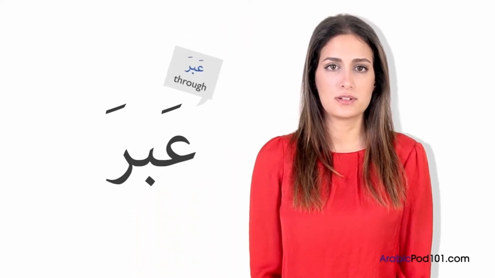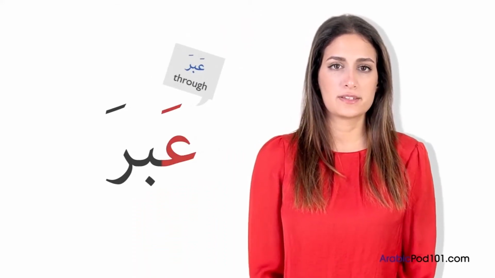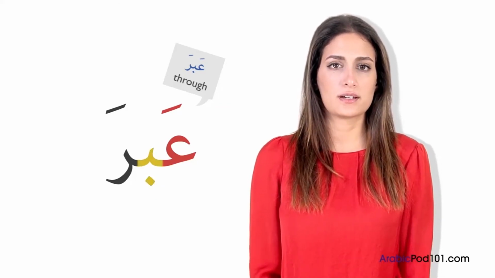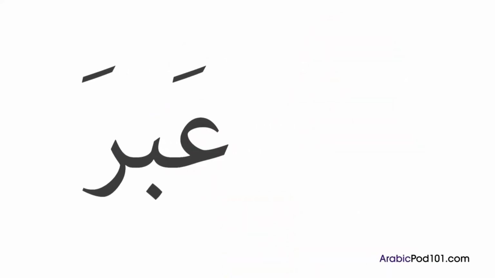Now let's learn some words using these two letters combined with some of the letters we learned before. Our first word is abra, meaning through. Ain is in the initial form with a fatha on top. Then we have the ba in the medial form without voweling, connected to the ra in the final form with a fatha on top. Let's write it. Abra.